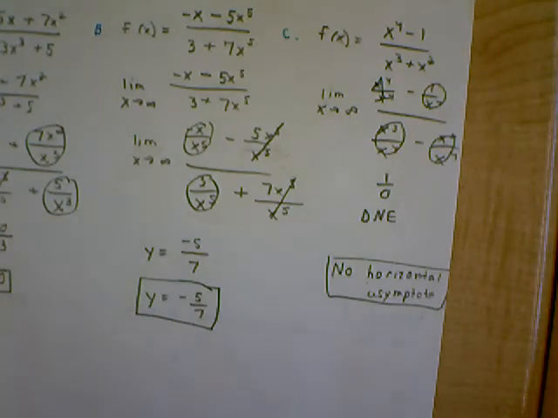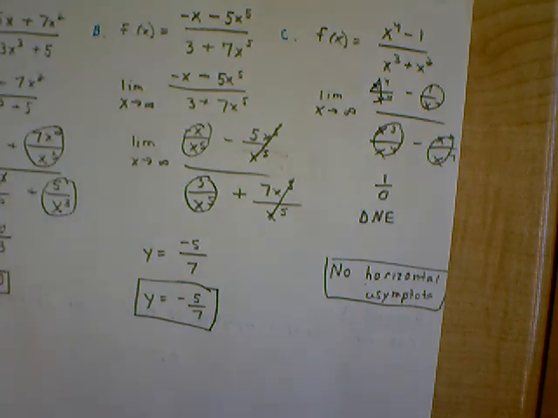All right, this concludes video number 2, finding horizontal asymptotes the calculus way.